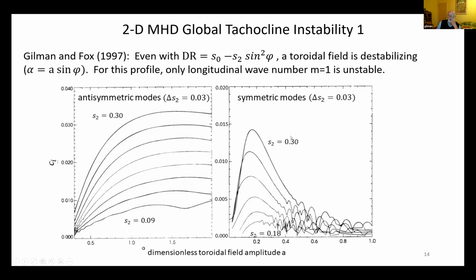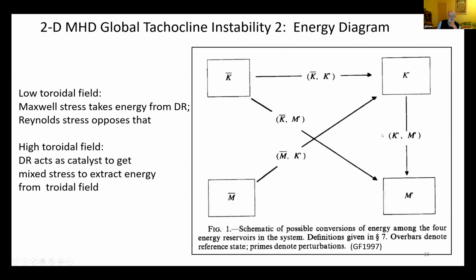That's the only one that's unstable for a very broad toroidal field profile, which is what this was, just anti-symmetric about the equator. Now, if you get into the energetics of this instability, you can produce an energy diagram like this. And what's happening in this instability is that the Maxwell stress now is taking energy out of the differential rotation kinetic energy and putting it into perturbations.